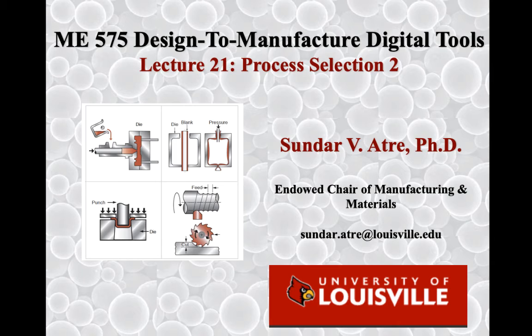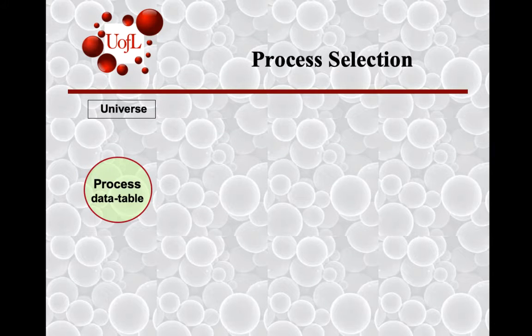Morning, everyone. This is Sundaratre, and we are looking at the second lecture in the series of process selection considerations in Module 4 for ME 575 Design to Manufacture Digital Tool. We'll build off the conversation in the previous lecture, where we looked into some more details of cost estimates, since an objective of minimizing cost was repeatedly seen through the previous three modules. So, how do we actually deliver on it?